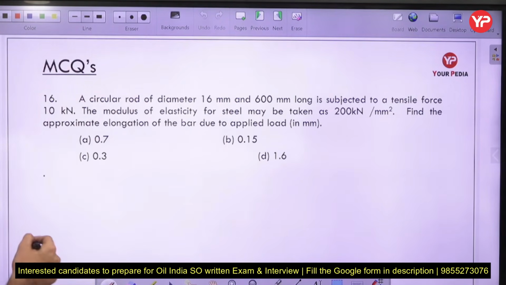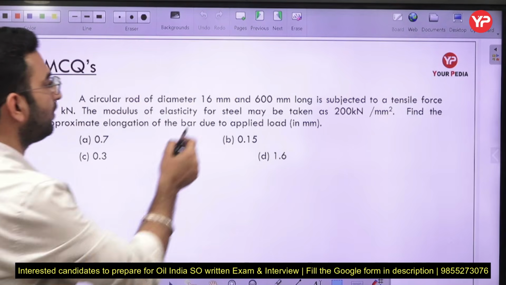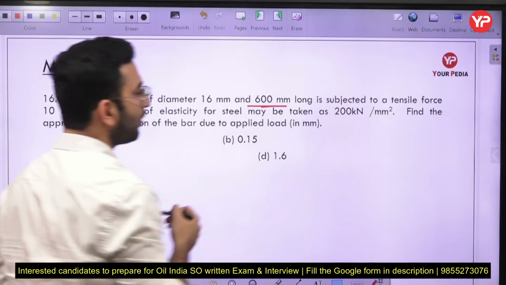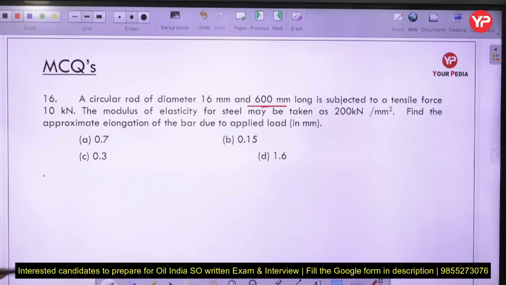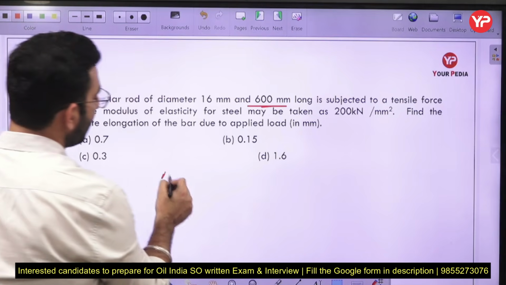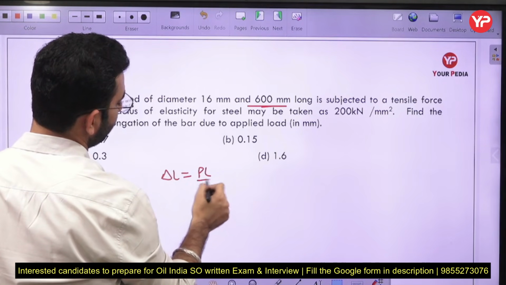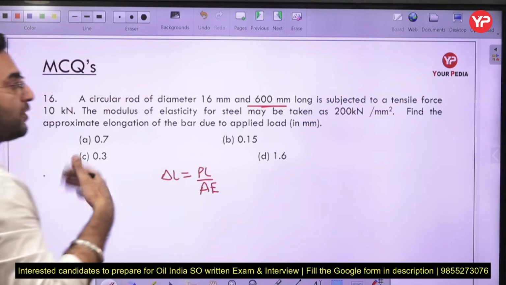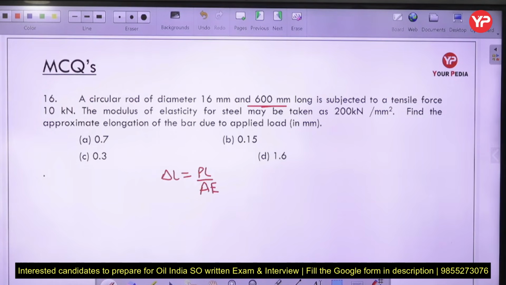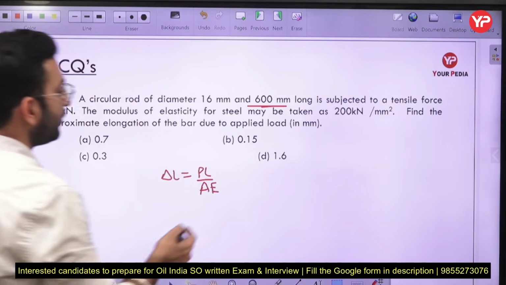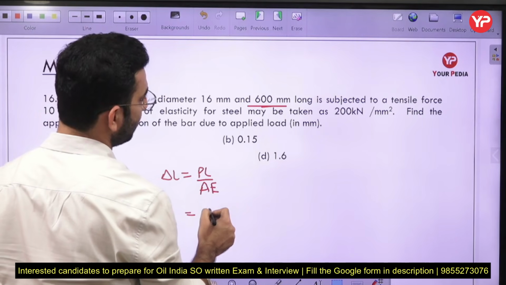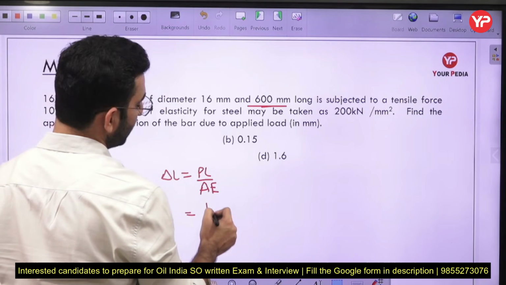Next part, a circular rod of diameter 60 millimeter and 600 millimeter long is subjected to a tensile force. The modulus of elasticity is given to us, and we have to find out the approximate elongation. That is a very simple case. You just have to use the direct formula, delta L is equal to PL upon AE. Now you know how much load you have applied, you already know the length, the area, and the E also. So just put all the values into this expression and get your final answer.